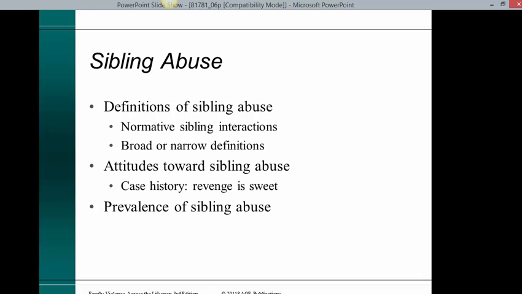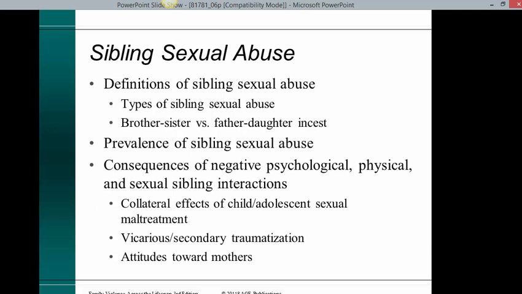Sibling abuse. Issues include definition of sibling abuse, including normative sibling interactions and broad or narrow definitions. Attitude toward sibling abuse, including case history, revenge is sweet, and prevalence of sibling abuse.